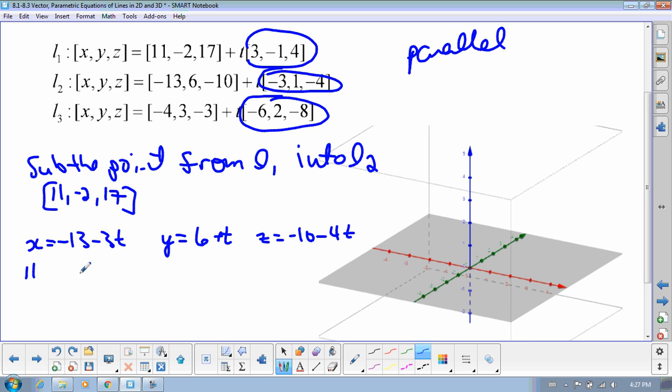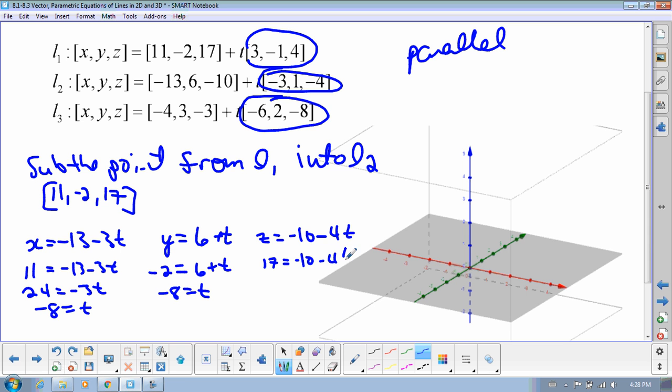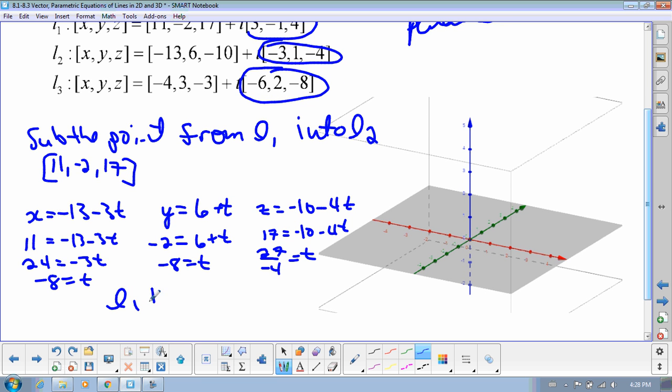So I'm going to sub in the 11 where the x is. So I'm going to get 24 equals negative 3t, negative 8 equals t, negative 2 equals 6 plus t, negative 8 is equal to t. So far it's looking like it will be, but I still have to check that final component. So I get 27 over negative 4 equals t. So what that tells me is L1 and L2 are not the same.